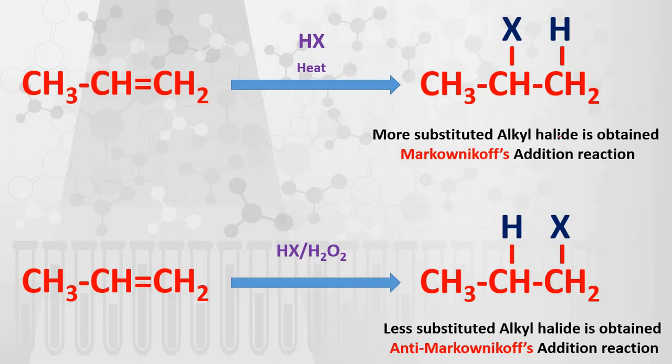If you see the difference between these two compounds, if you number the carbon atoms, here it is 1, 2, 3, and here also 1, 2 and 3. At the second position, the halogen is attached in Markovnikov's addition, and in anti-Markovnikov's, the first carbon atom is attached with the X group. So this is the main difference in these two reactions. It means the first product is the more substituted alkyl halide, and the second product is the less substituted alkyl halide.